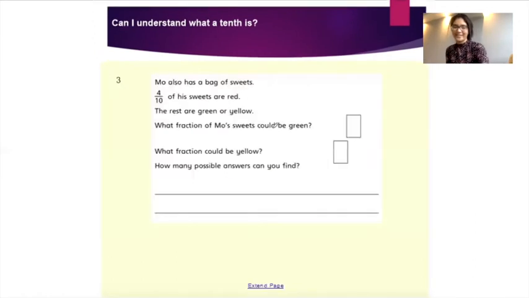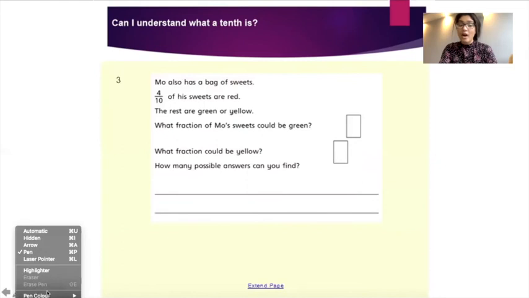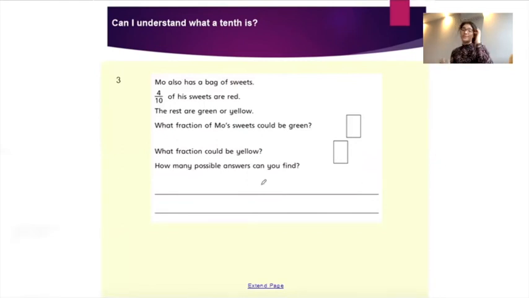Well done. Next question. Mo also has a bag of sweets. 4/10 of his sweets are red. Now the rest are green or yellow. Now what fraction of Mo's sweets could be green and what fraction could be yellow? So have a little think.